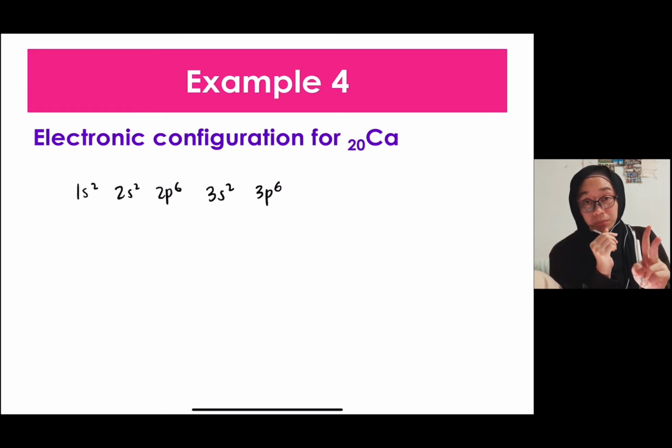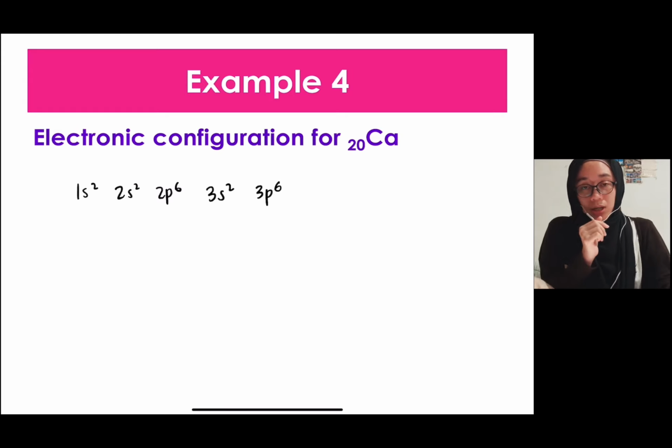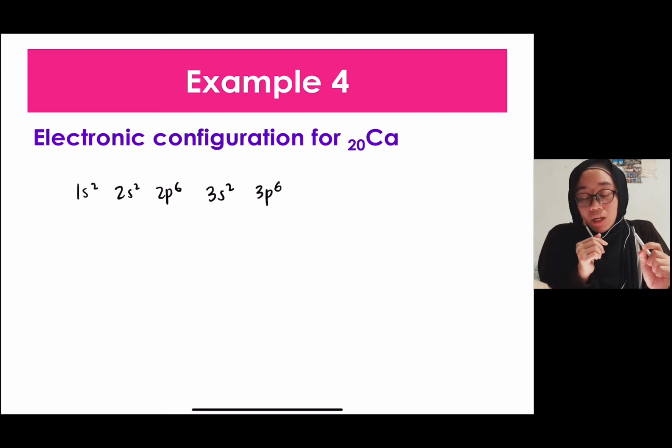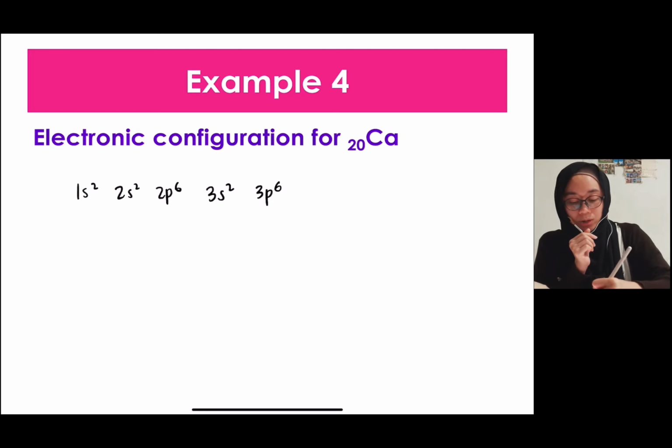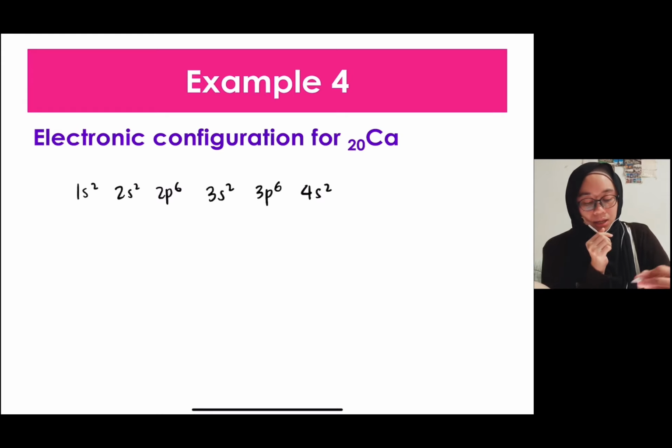So after 3p nak isi apa ni? 3d ataupun 4s. So which one has a lower energy? 4s ataupun 3d? So the next one yang lower energy is 4s. Okay, so kita ikut rule siapa ni? Aufbau principle. Okay, so according to Aufbau principle, kita kena ikut increasing order energy of orbital tu kan. So after 3p, the next one adalah 4s. So this is the SPDF notation for calcium.